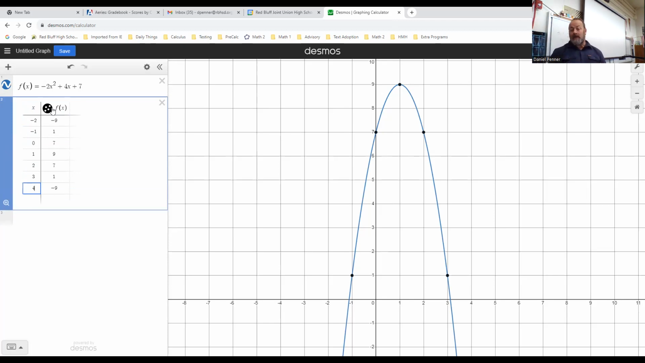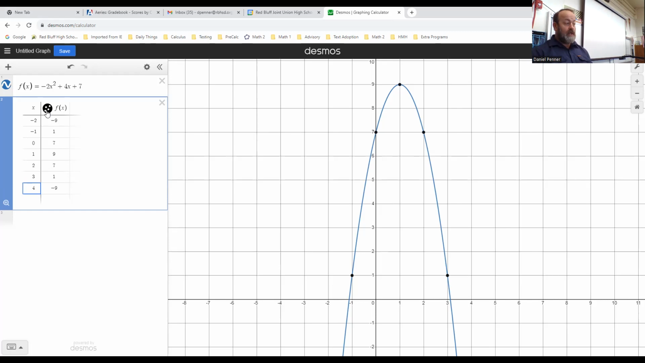And I had to name it as f of x so that Desmos would understand how to make this particular table. I can't just call it y because I have to refer to this equation. So that's a good way to confirm what we have.